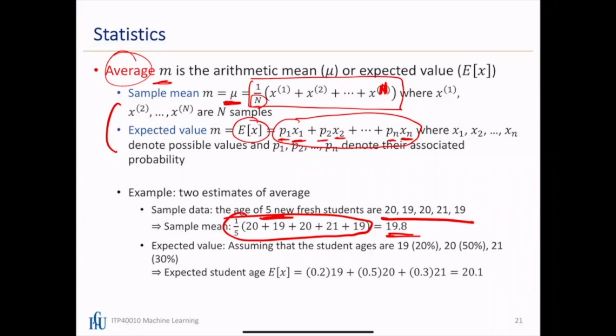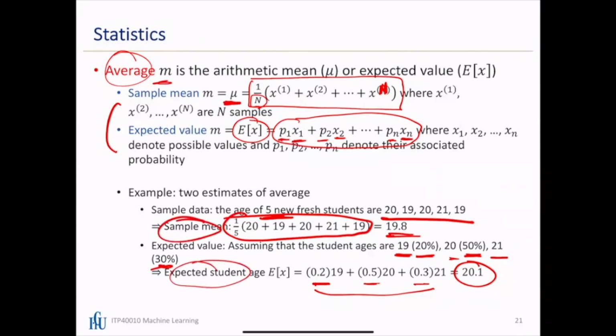And for the expected value, you look at the statistics: 20% of the students are age 19, 50% of the students are age 20, and 30% of the students are age 21. So you associate those probability values with the actual age values and simply take the sum, and then you come up with the expectation. So expectation and sample mean are both valid average values.